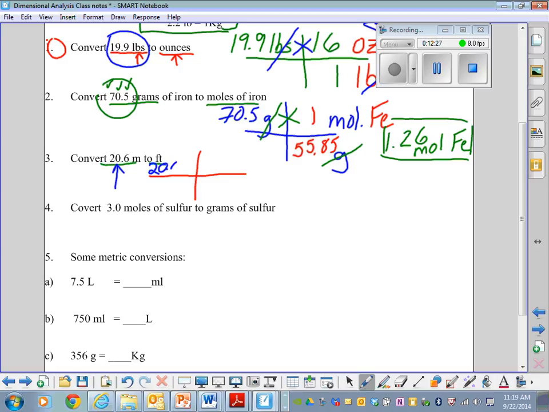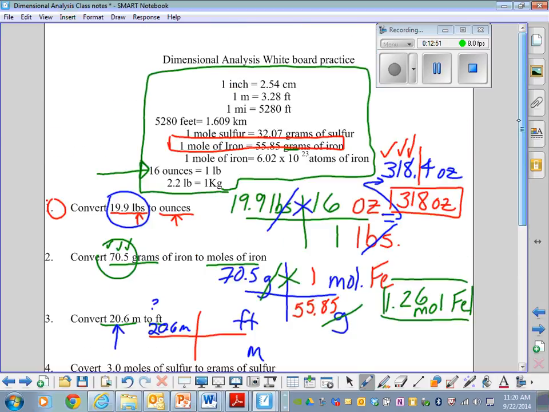All right, so I'm going to write 20.6 meters. Okay, are we all set? All clear on that? If I'm in meters, what will I bring down to cancel out? Meters. What do I want? Feet. So I put feet on top. Is everybody comfortable with that step? Anybody not following that step? Now we're going to go back up to the box and see what is the relationship between meters and feet. 1 meter equals 3.28 feet.